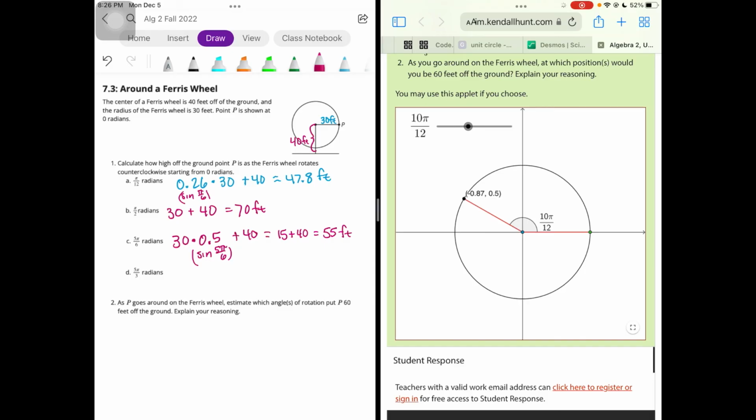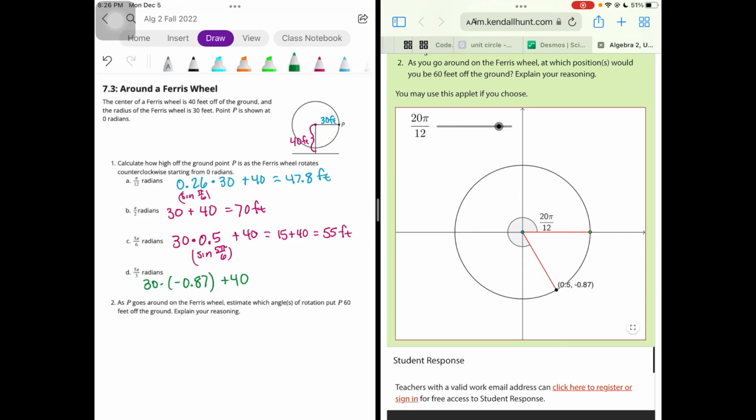And then finally, 5 pi over 3. Well, that is going to be the same thing as 20 pi over 12. So let's go up to 20 if it lets us. There, it did. Good. I don't know why it wouldn't have. Okay, so 20 pi over 12. So again, we have 30, which is our radius, times that y value, which is negative 0.87. And then plus that 40 feet that the center was off the ground.